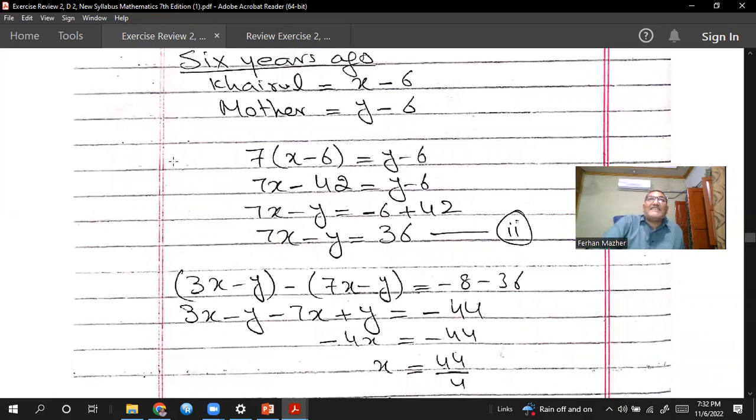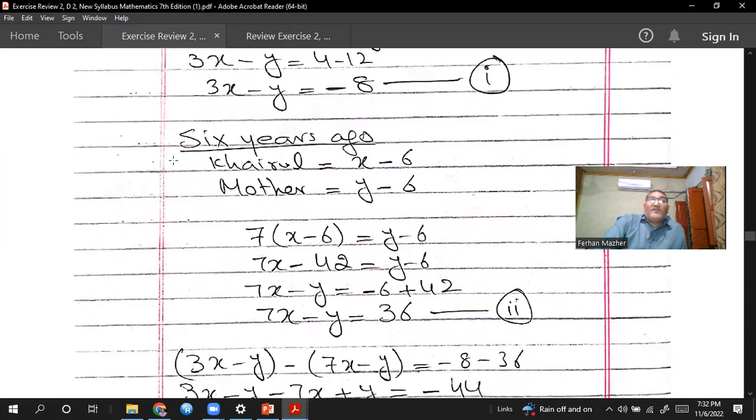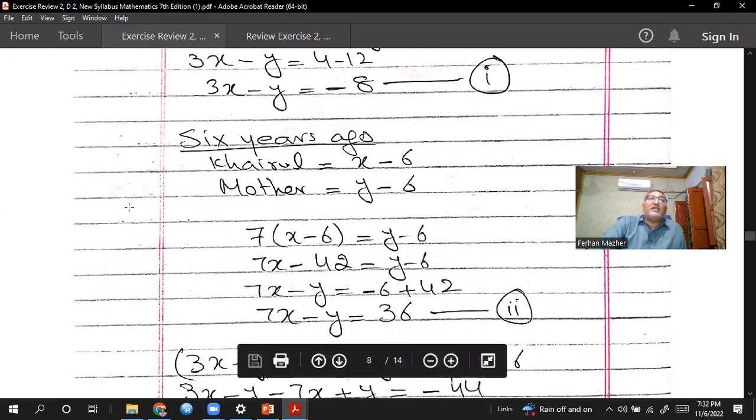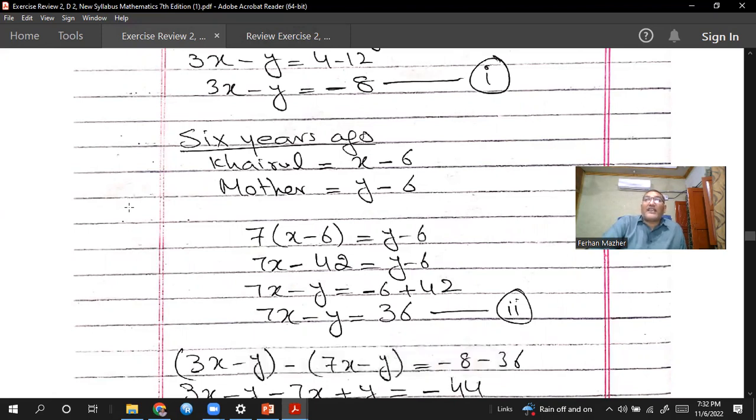I hope you understand this. So my first equation is 3X minus Y equals minus 8. My second equation is 7X minus Y equals 36. The coefficient of Y is the same here, minus 1, minus 1. So I will subtract the second equation from the first equation. The left side will be subtracted from the left side, and the right side will be subtracted from the right side.